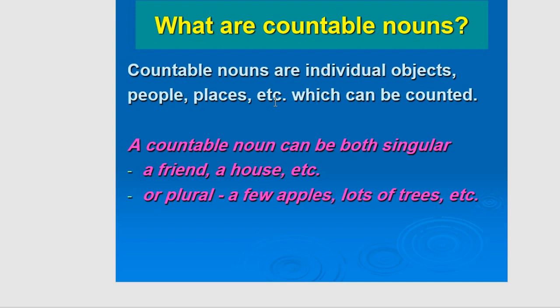Let's move on. A countable noun can be both singular, like a friend, a house, and plural, like a few apples, lots of trees. So when we recognize any countable noun, we have to bear in mind that it can be singular or plural.